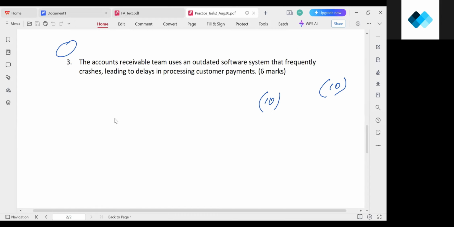And the third scenario is that the accounts receivable team uses an outdated software system that frequently crashes, leading to delays in processing customer payments. Okay, all right. So the system is outdated. While the outdated software causes delays and inefficiencies, wasting the time of the staff, the risk is moderate because these issues are more about potential inefficiency rather than direct financial loss.